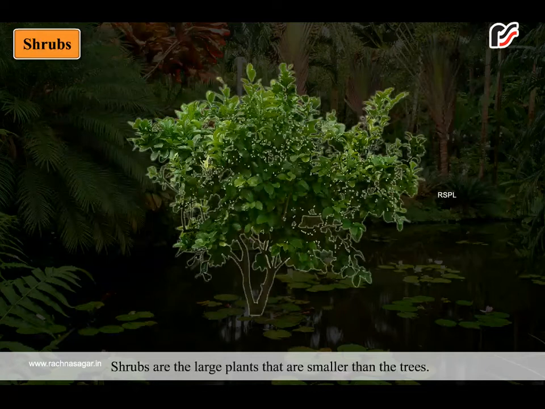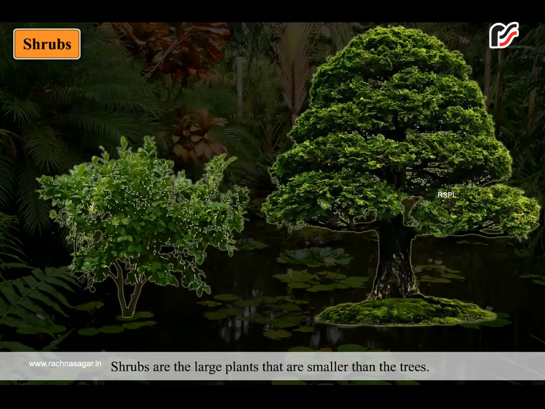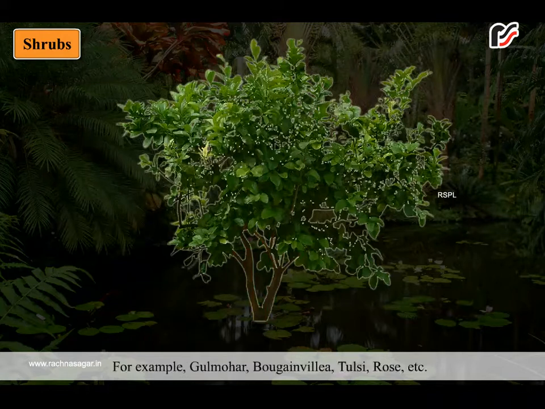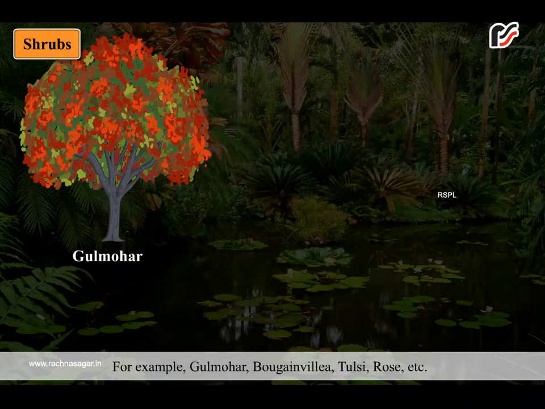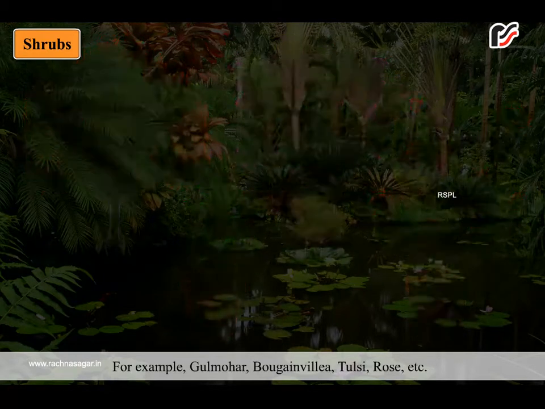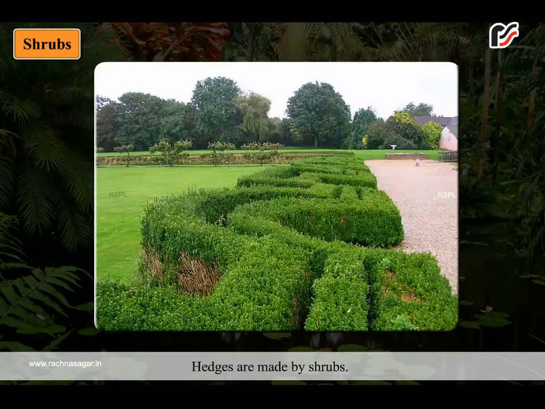Shrubs are the large plants that are smaller than the trees. They have several stems of wood. Their branches are borne on hard stems. They also live for many years. For example, gulmohar, bougainvillea, tulsi, rose, etc. Hedges are made by shrubs.